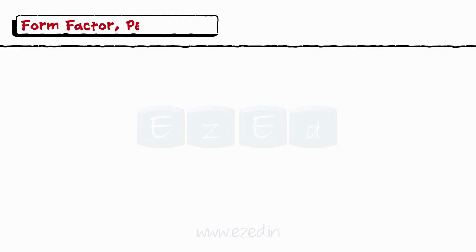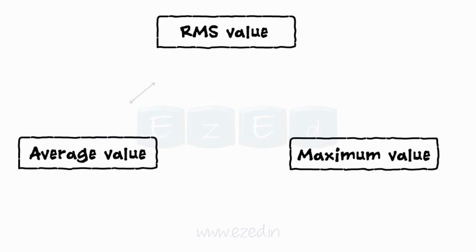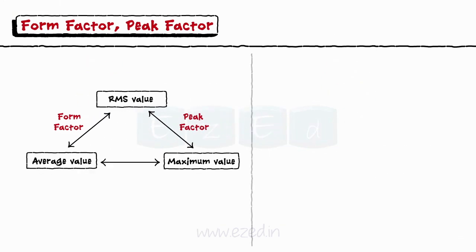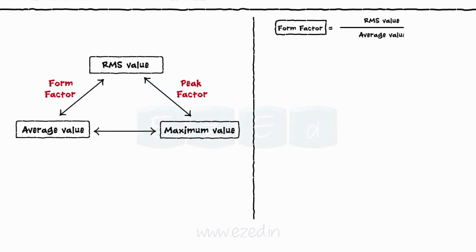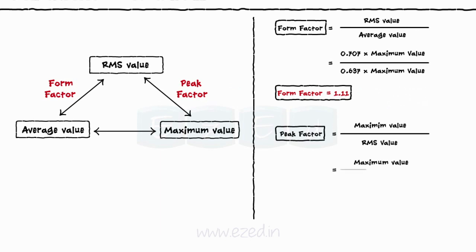The relationship between the average value, the RMS value, and the peak value is determined by two quantities, the form factor and the peak factor. The ratio of the RMS value to the average value of the AC signal is called the form factor. The form factor always comes out to be around 1.11. The ratio of the maximum value to the RMS value is called the peak factor. For the alternating quantity, the peak factor comes out to be approximately equal to 1.414.